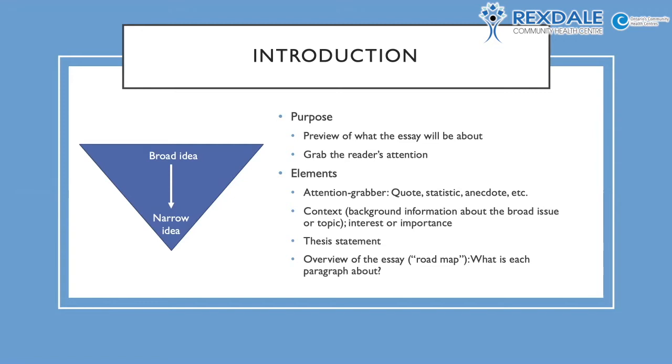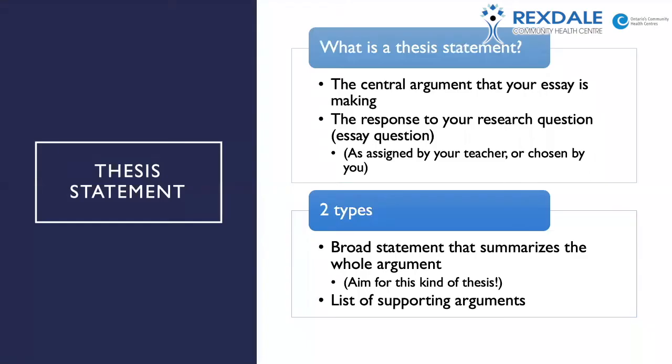Next, moving more toward the narrow idea, the bottom point of the triangle is your thesis statement. Your thesis is the overall argument you're making in your essay that we're going to connect all of our points in our body paragraphs back to. The final thing, which can be either a part of the thesis or just after it, is a bit of an overview of the essay. Sometimes you'll hear this called a roadmap, essentially giving a preview of what each paragraph is going to be about. You should list the points that will be covered in your arguments.